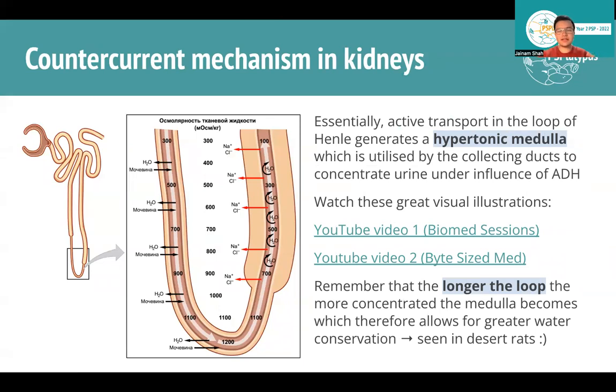Also, another thing that follows on from that very nicely is that if you have a longer loop, it makes sense that you're going to have a slightly more concentrated medulla, which means you're going to be able to resorb more water out of the collecting ducts. And this is seen in animals like the desert rats, which, as the name suggests, need to conserve as much water as possible. So sometimes even desert rats will have really crystalline urine because they've absorbed all the water back into their body, which is important for them because they live in the desert. So hopefully all that makes sense.